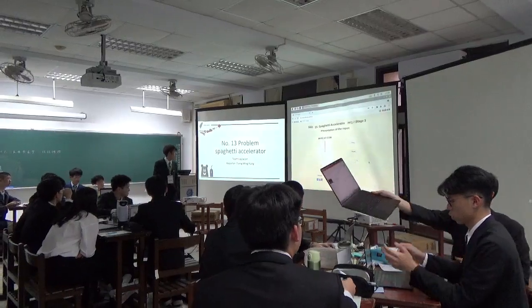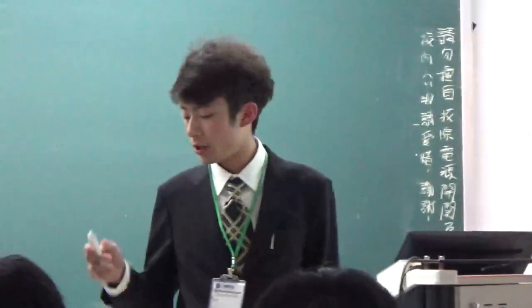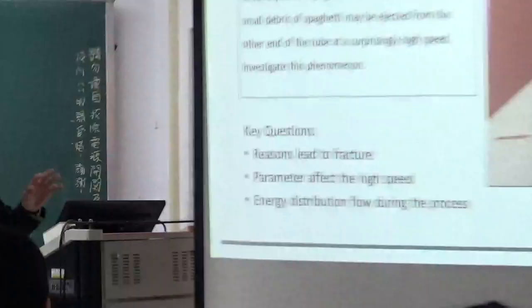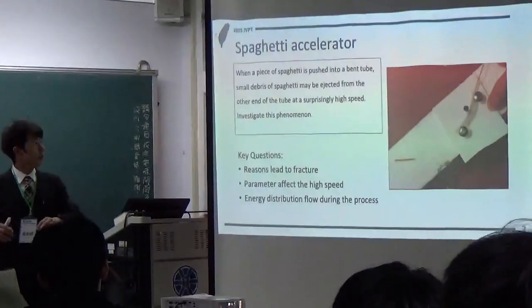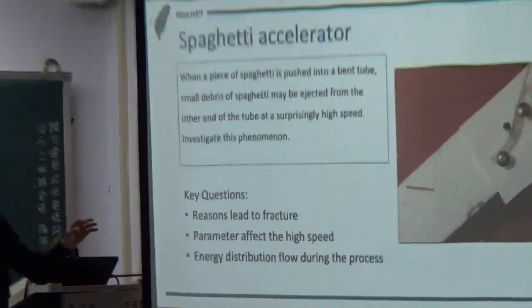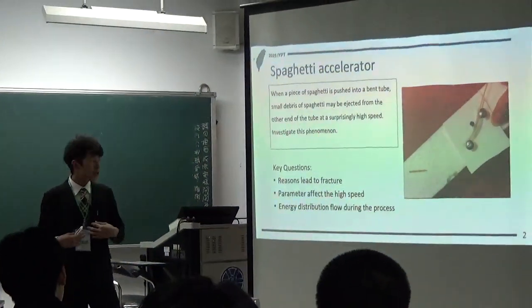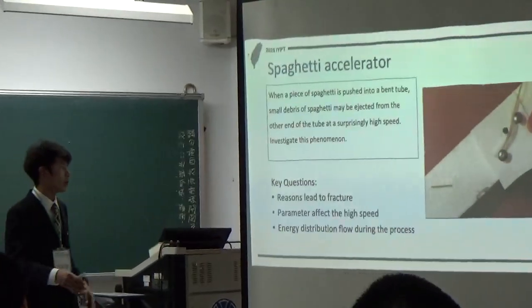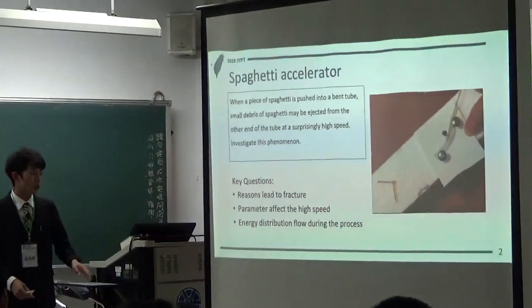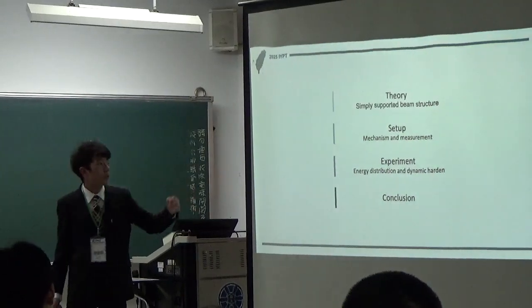Today I'm going to report problem number 13, spaghetti accelerator. As the problem statement says, when a piece of spaghetti is pushed into a centrifuge, small pieces of spaghetti may be ejected from the outer end of the tube at high speed. We can investigate this phenomenon. So our question is the reason, the factors and parameters of the high speed, and the energy distribution flow during the process. So first, this is my layout.